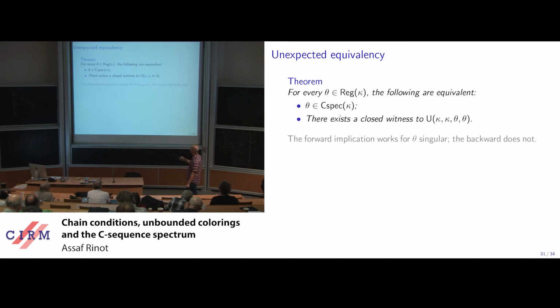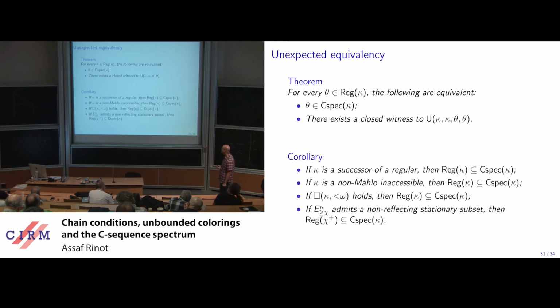And the proof is quite complicated because even if you come up with a coloring, it's not going to be completely closed, and then you have to do a little bit of smoothing to make it closed. You have to walk along some things. I think the proof is really interesting. But as a corollary, we get quite a lot of information. For successors of regulars, you get that the spectrum contains all regular cardinals up to kappa. Also for non-Mahlo inaccessibles, if you have a narrow square, or a non-reflecting stationary set, that gives you a lot of information about the spectrum.